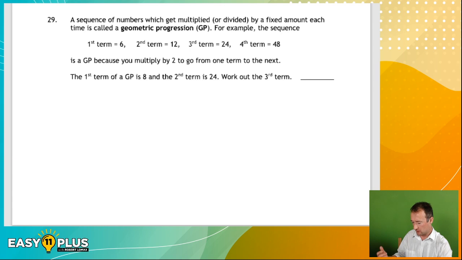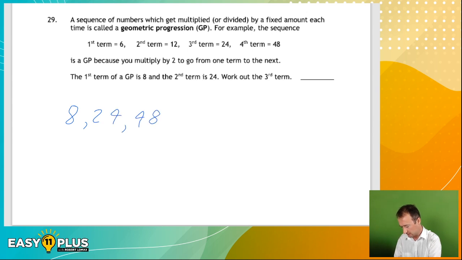The first term of a geometric progression is 8 and the second term is 24. Work out the third term. Okay, so we've got 8, then we've got 24, then we need to times that by 2 and we're going to get 48. So the answer is 48. Yeah? No. I hope you're all screaming at me.